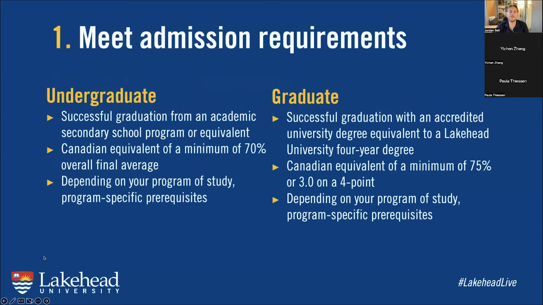So number 1, meeting admission requirements. For those viewers today that are interested in an undergraduate program, a bachelor's degree or an honors bachelor's degree, whatever it might be, we're looking for successful graduation from an academic secondary school program or the equivalent. We're also looking for the Canadian equivalent of a minimum of 70% overall final average. With that being said, there are some limited entry programs that will require a higher minimum average. These are just the general admission requirements.